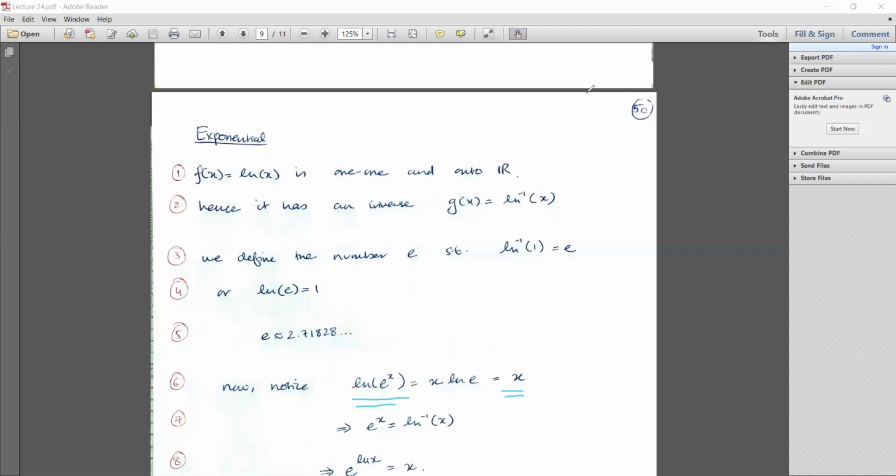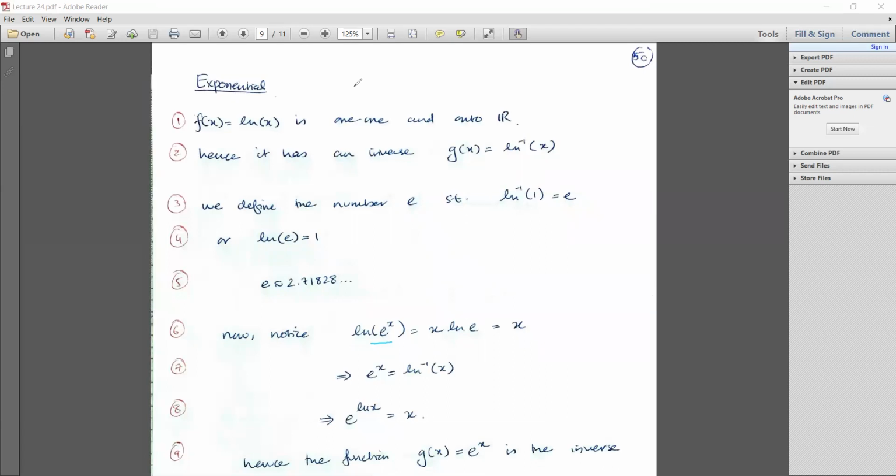Now, if I take ln inverse of both sides, remember ln inverse is a well-defined function. If I take ln inverse of both sides, what do I get? I get e raised to power x is equal to ln inverse of x. I just took ln inverse of both sides of this equation. So now e raised to power x is ln inverse of x. Instead of x, if I write e raised to power ln x, then that's ln inverse of ln x. And so e raised to power ln x is equal to x.